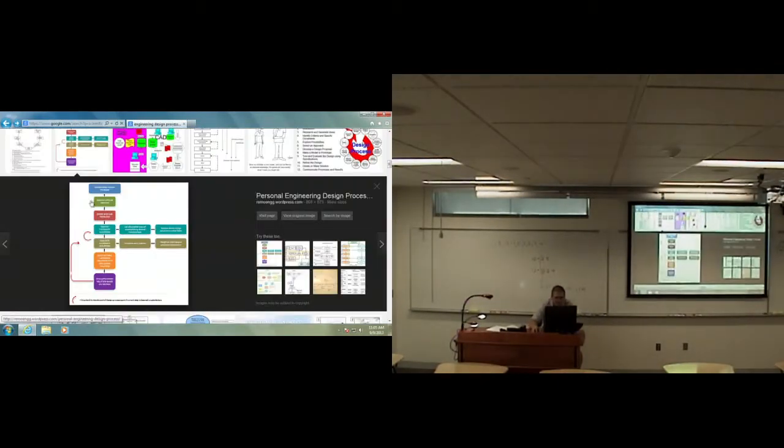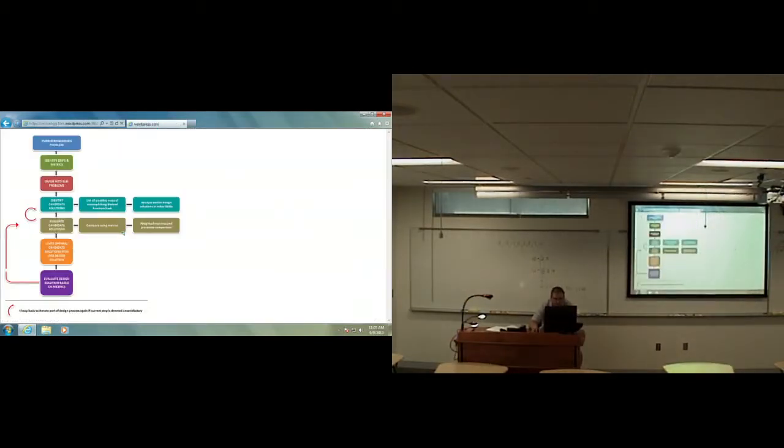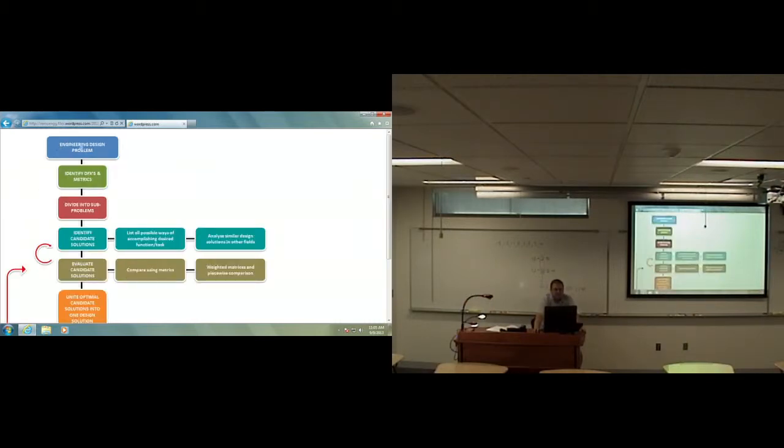Here's one that's probably a good one. Here we start at the top with an engineering design problem, right? And we go down to identify DFXs and metrics. Essentially, we're trying to decide on all the things that can be measured and tracked. Then we divide the problem into sub-problems. We identify candidate solutions, all the possible ways of accomplishing the desired function or task.